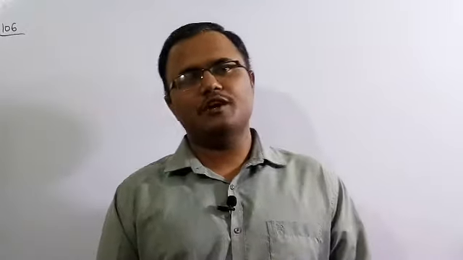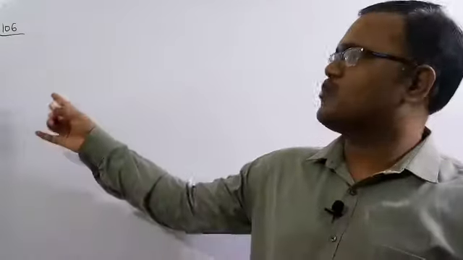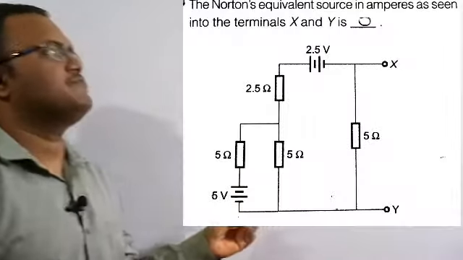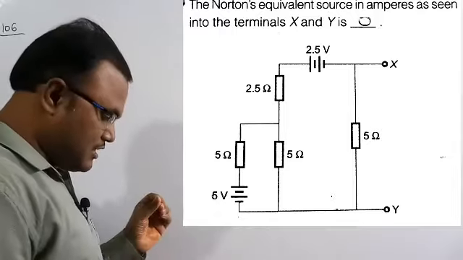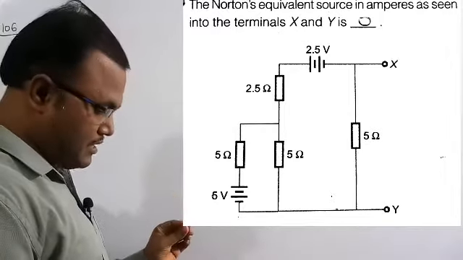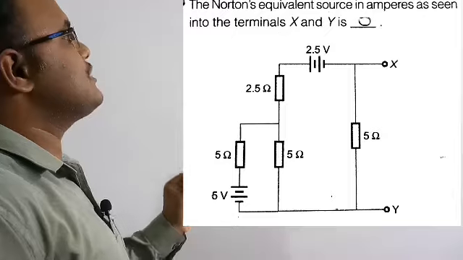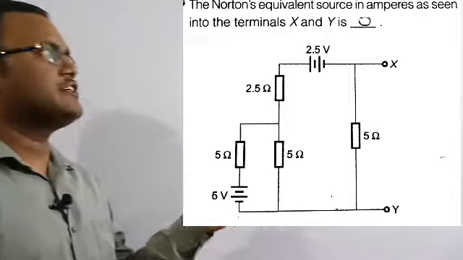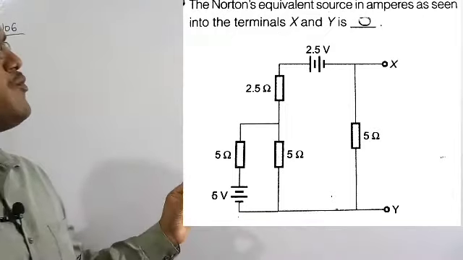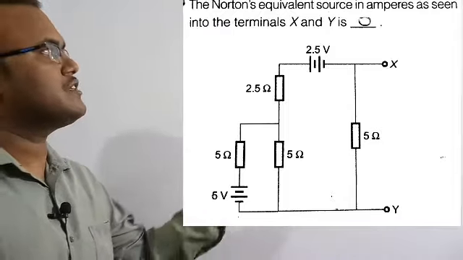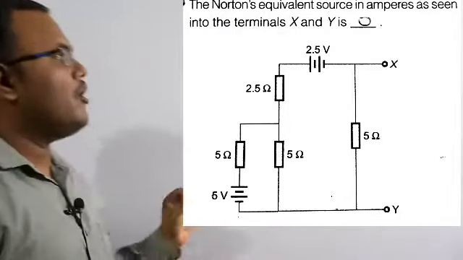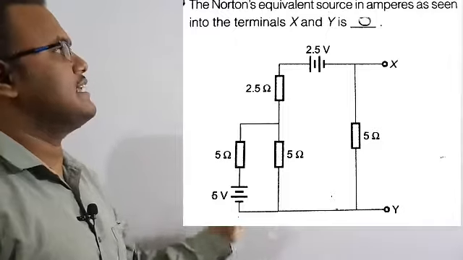Up to previous lectures, we have discussed up to 105 numericals. So today the numerical is 106. See the question here. The question says that the Norton equivalent source in amperes as seen into the terminals X and Y is... Means this is a circuit. For this circuit, we need to figure out what is the current through the terminals X and Y, or it is called as the Norton current.